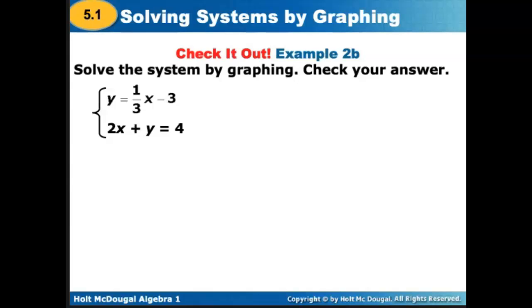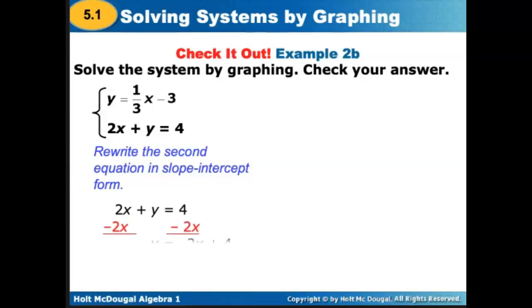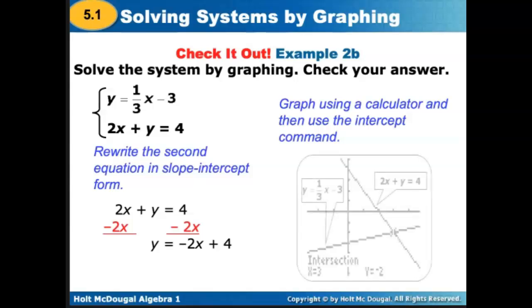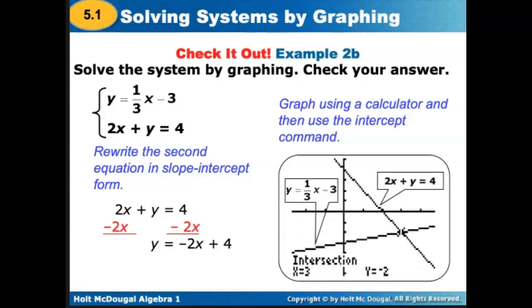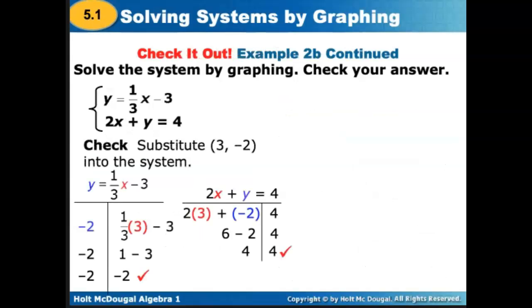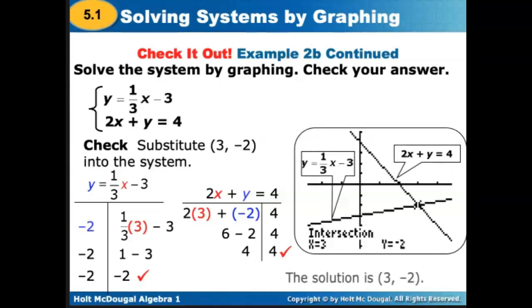Now this one we had to rewrite in slope-intercept form and then graph it. And we got an intersection at (3, -2). If we check that, we find that it does in fact work. So that is our solution.